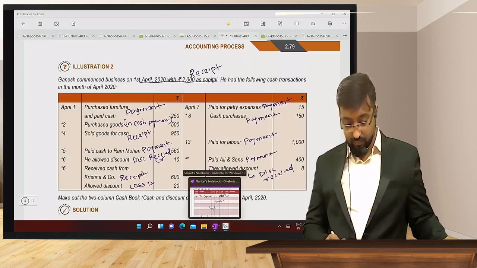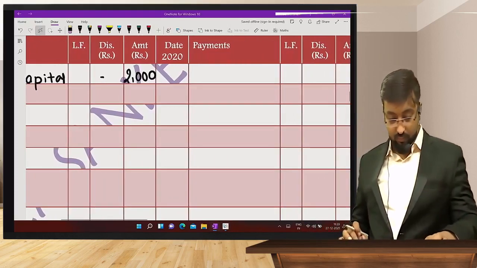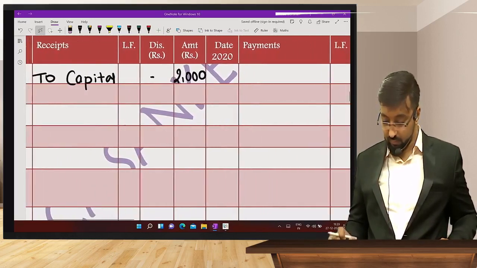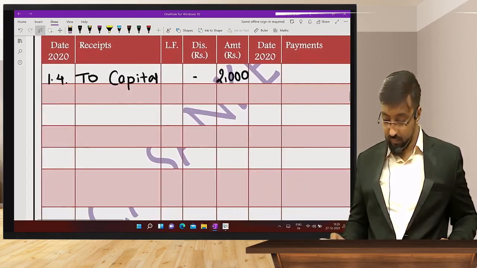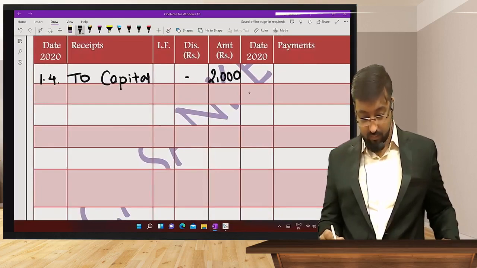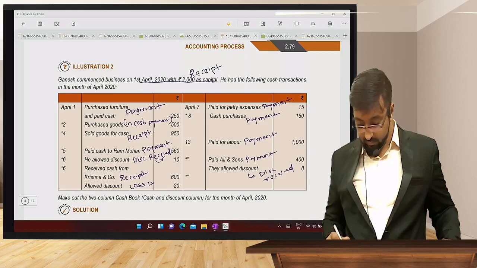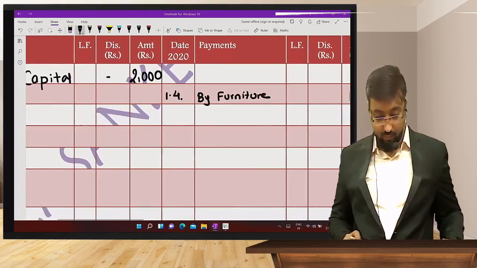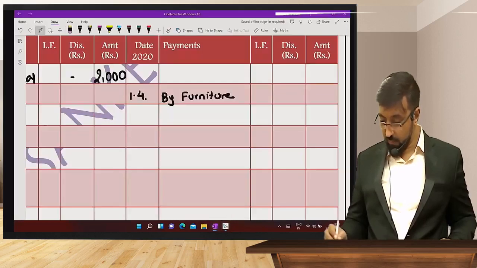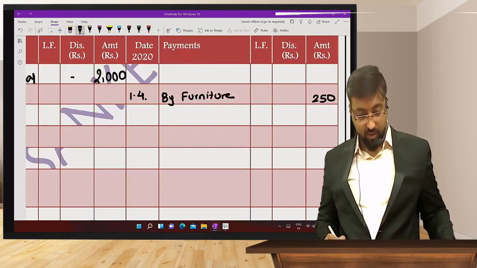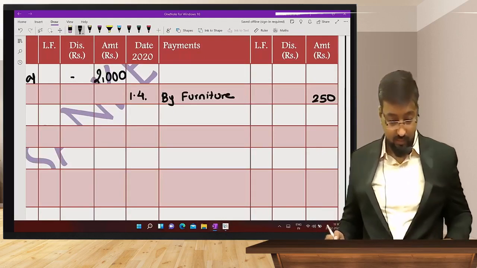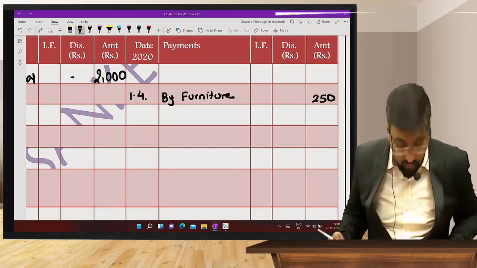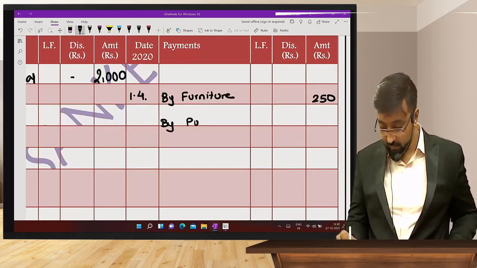Second one, furniture. Yes, how much? By furniture. Which line, beta? Second line, debit. Yes. First April. By furniture. Tell me amount. 250. Next one. Yes. By purchases. How much?